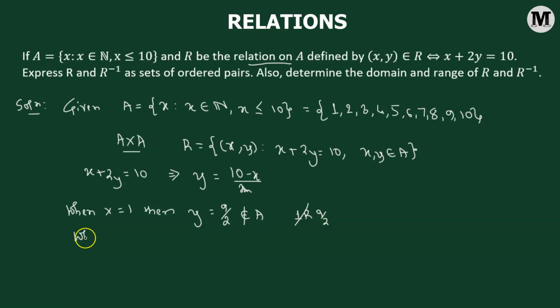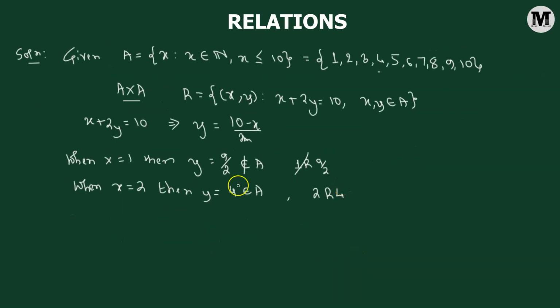Next, we will choose the x value to be equal to 2. When we choose x equal to 2, we get the corresponding y value: 10 minus 2 is 8, and 8 divided by 2 is going to be 4. And clearly 4 belongs to the set A. So that means we have a relation 2R4. Similarly, we will not consider any of the odd values. For any odd value that we consider, we are always going to get a fractional value for y, which is not going to belong to the set A. Set A consists of only natural numbers. So we'll consider only the even values for x.